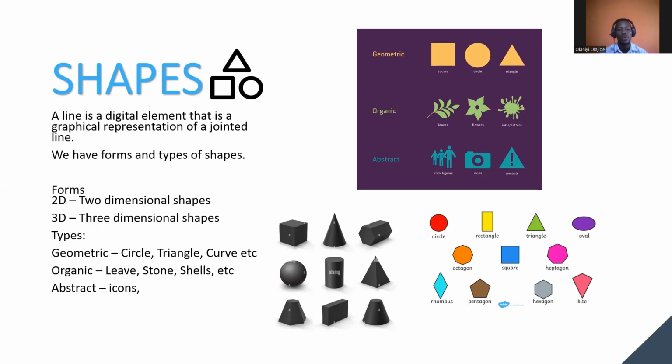Then we have types of shapes. We have the geometric types of shapes, organic types of shapes, and abstract types of shapes. For example, we have the square, circle, triangle, and a host of others, geometric. While organic types of shapes are shapes that are natural, right? Like the rocks, the leaves, the flowers, water splash, and all of that. And then we also have the abstract types of shapes, which could be icons, symbols, or figures. So that's that about shapes.